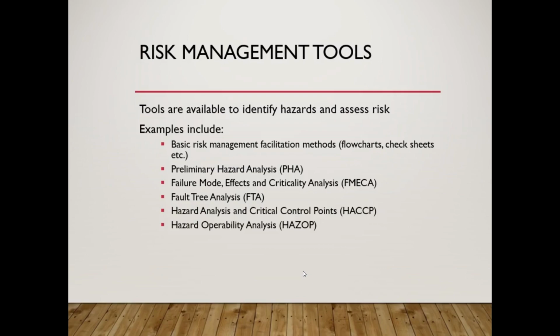So we talked about risk management tools that can be used. Again, the ICH goes into a lot more detail on these, but just to list them below, some of the tools that are available to identify hazards and assess risks are basic risk management methods like flow charts, check sheets, etc. You can use preliminary hazard analysis, or PHAs. Failure mode effects and criticality analysis is another one you might have heard. They're called FMECAs or FMEAs for short. Fault tree analysis, FTAs, hazard analysis and critical control points, as well as hazard operability analysis. Again, the link to the ICH will explain all these in further detail.